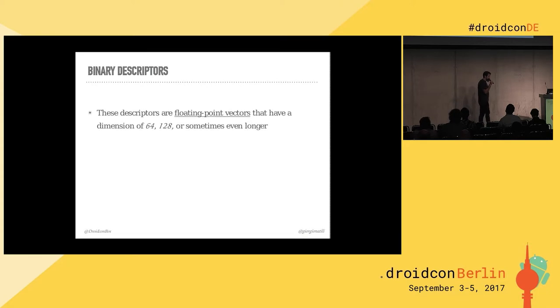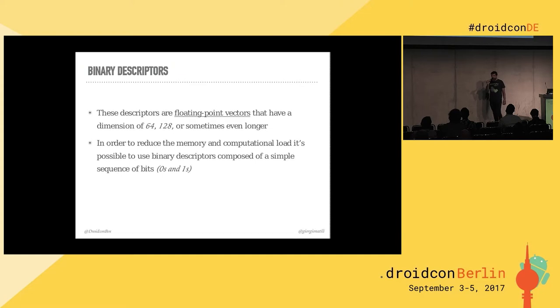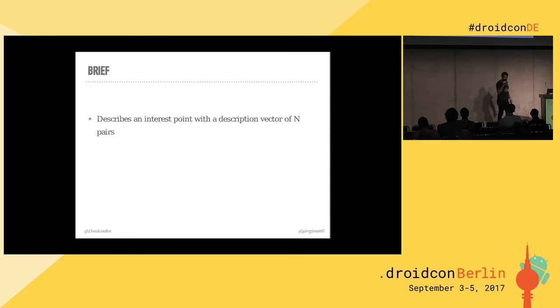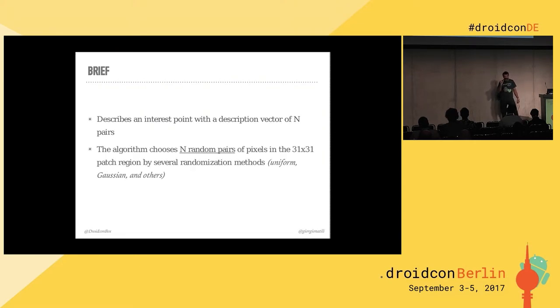Binary descriptors obviously contain much less information. The standard descriptor uses floating point vectors, while a binary descriptor uses only zeros and ones. This reduces the complexity and the processing time. The BRIEF descriptor describes an interest point with a set of pairs. The pairs are picked randomly, and you apply different randomization methods to get this random data.